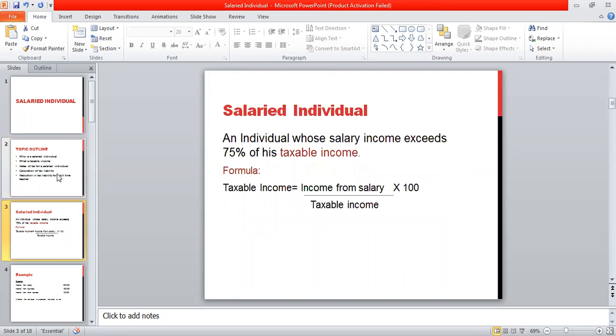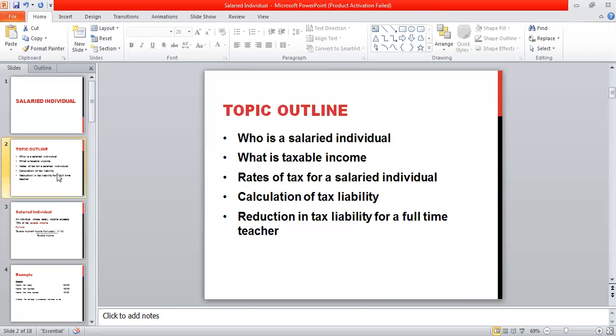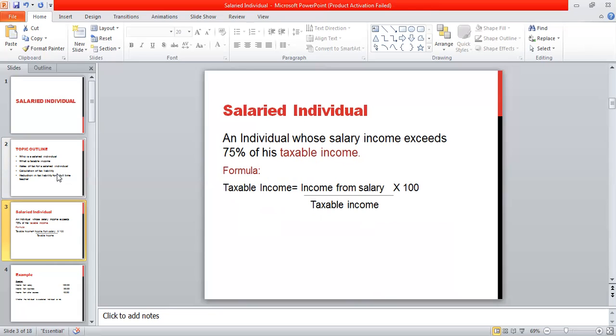Bismillahirrahmanirrahim. First of all, you need to know about salaried individual, that is, who is a salaried individual. Any individual whose salary income exceeds 75% of his taxable income. Now, the question is, what is taxable income? Taxable income is basically the amount of income used to calculate how much tax an individual or a company owes to the government in a given tax year.